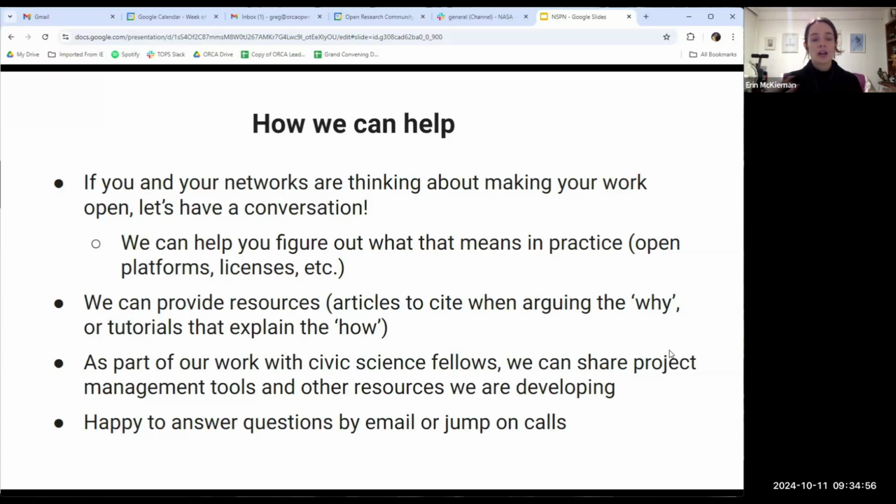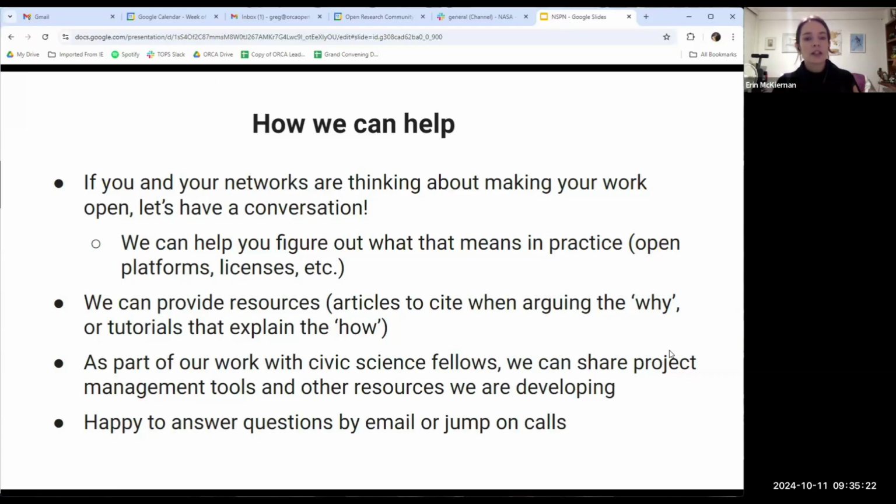So we do have a collection of articles, evidence, case studies, examples, some of which we shared today, that can help you argue the why, or also tutorials that can help explain the how of how to do this. And that can be especially helpful if you're going to your peers or your networks and saying, this is something we should do. We can provide evidence to back up that claim.